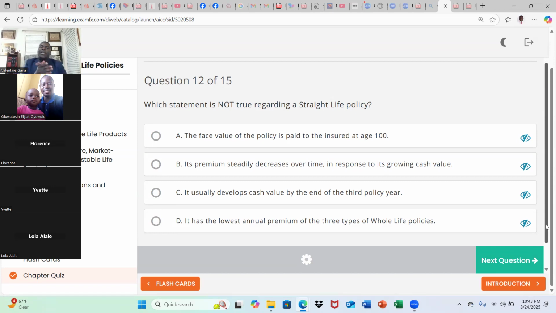Let me just give you guys a hint. When you see the word straight life policy, it's a form of a whole life policy. When you see straight life policy associated with whole life, it's a type of whole life. So based on that hint, what do you guys think the answer is?